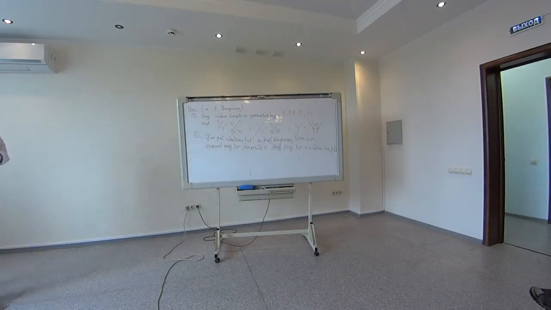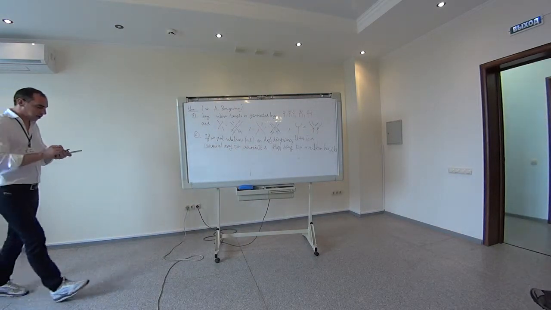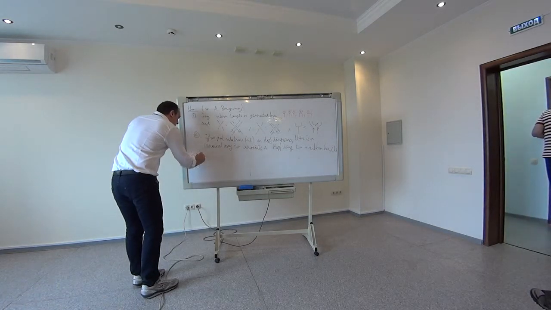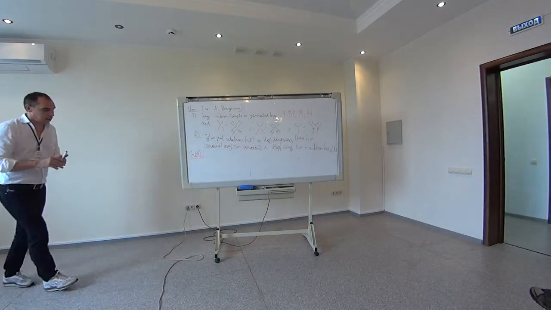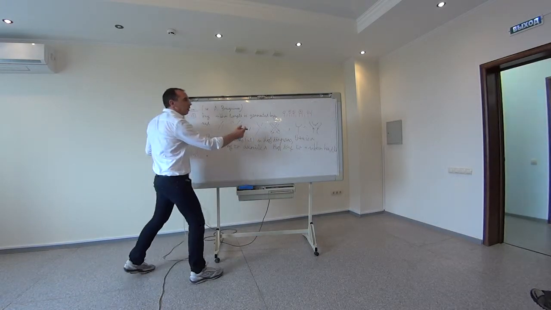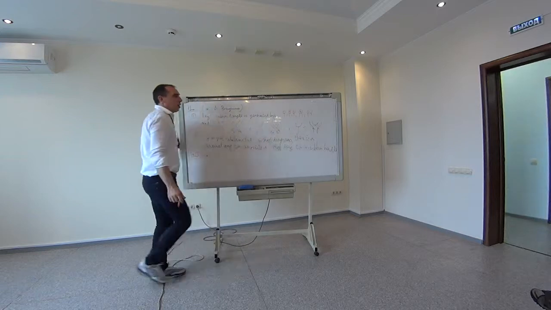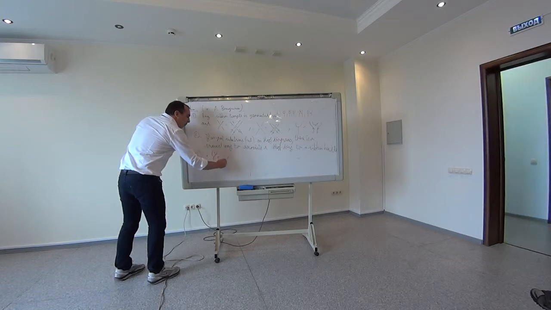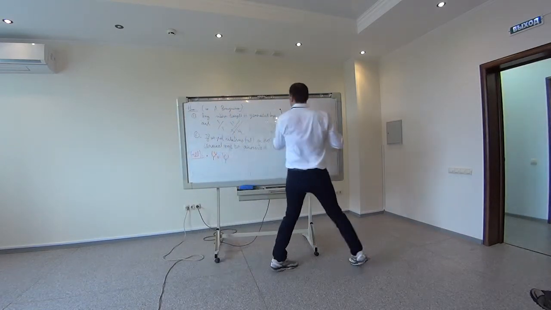Okay, what are these relations? So there are several relations. So the first one is that this is like a coproduct, it is co-associative. This is like a co-unit.